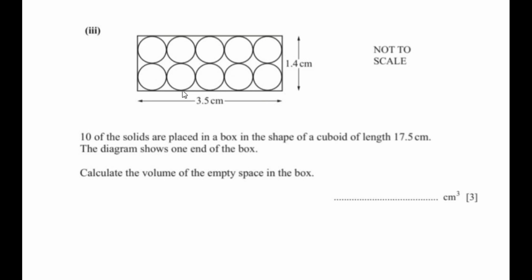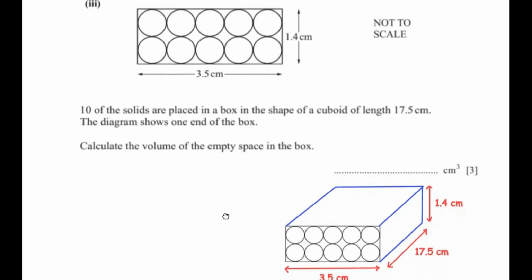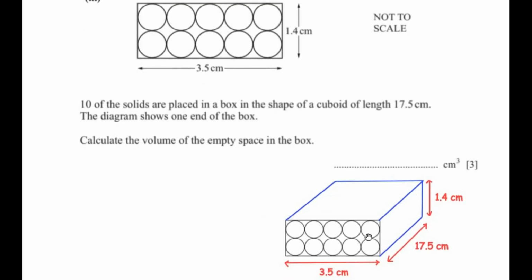Now here we can see that the front face of the box is given. It is given in the question that the box is in the shape of a cuboid. So let me first draw this as a cuboid. So here I have shown it like a cuboid. I hope you understand this. So here the front side of the box is given, that is 3.5 centimeter. The length of the box is 17.5 centimeter as shown over here. And the height of the box is 1.4 centimeter.